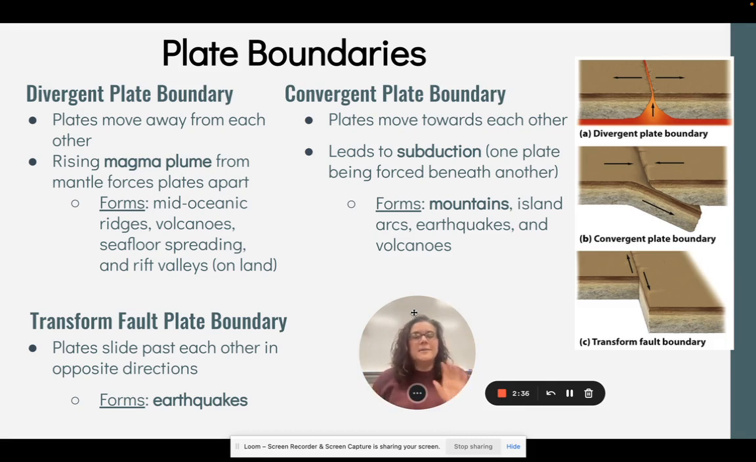It's cool. Next one is convergent plate boundaries. Like that sounds, again, plates are moving towards each other, and this will always lead to subduction, where one plate is going to be forced down beneath the other. Along these types of boundaries, we see mountains formed. We'll also see island arcs formed. We'll talk about what that means later, and earthquakes and volcanoes as well. And then the last one is transform fault plate boundaries. So this is when they're sliding past each other. This is probably what you remember learning most from other classes, because this is what contributes to earthquakes.